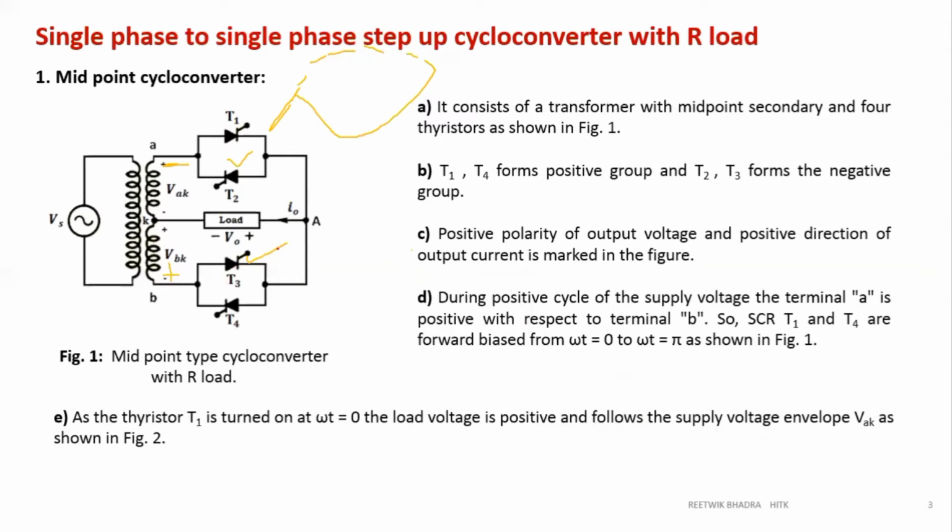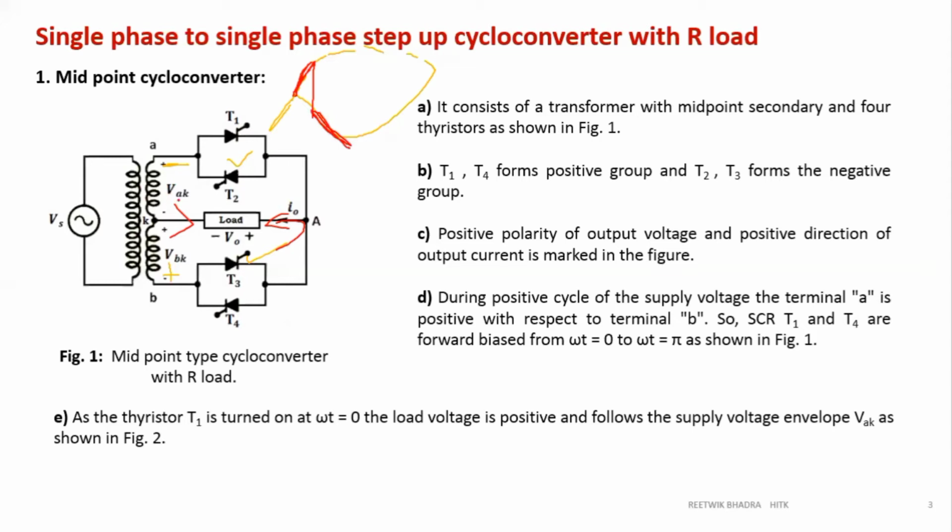So if T3 is on, see, your current flows in this direction, and automatically the load voltage becomes positive. If you don't understand why it is becoming positive and negative, because current flows in this direction, automatically the voltage will be positive. This is common sense you should have. So positive voltage goes through this. Then again it is force commutated, and T2 is turned on. So if T2 is on, which direction does current flow? This direction. Automatically the voltage is negative.